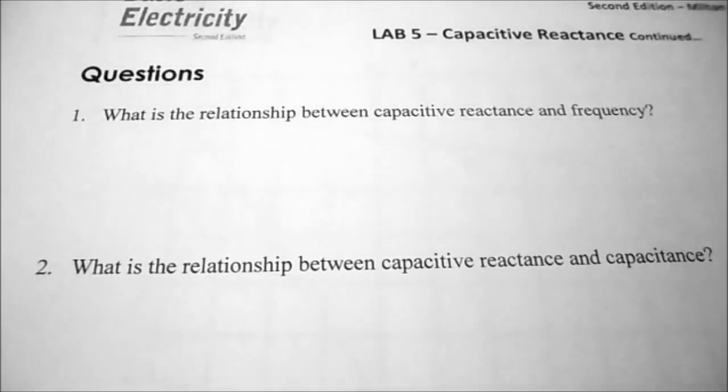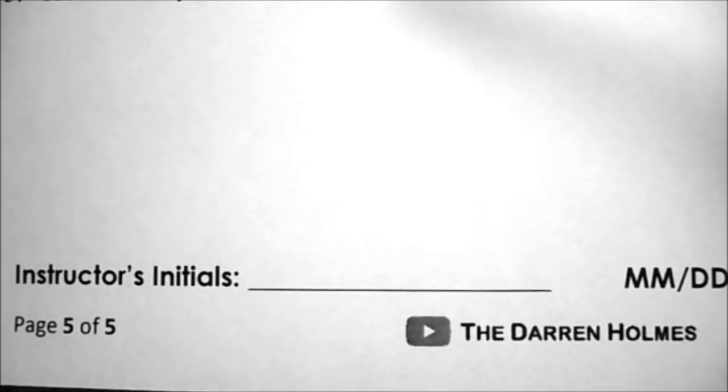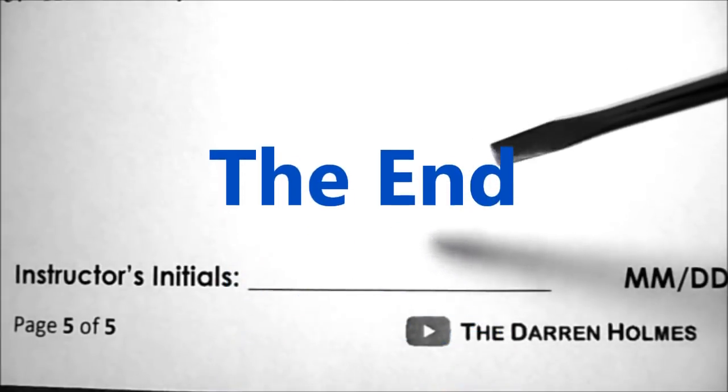So this is what your finished graph should look like. As always, we have questions to answer at the end of the lab. Today we have 5 questions. I'll leave those for you to answer. When you've completed your lab, show it to your instructor so they can initial it to indicate that it is complete.